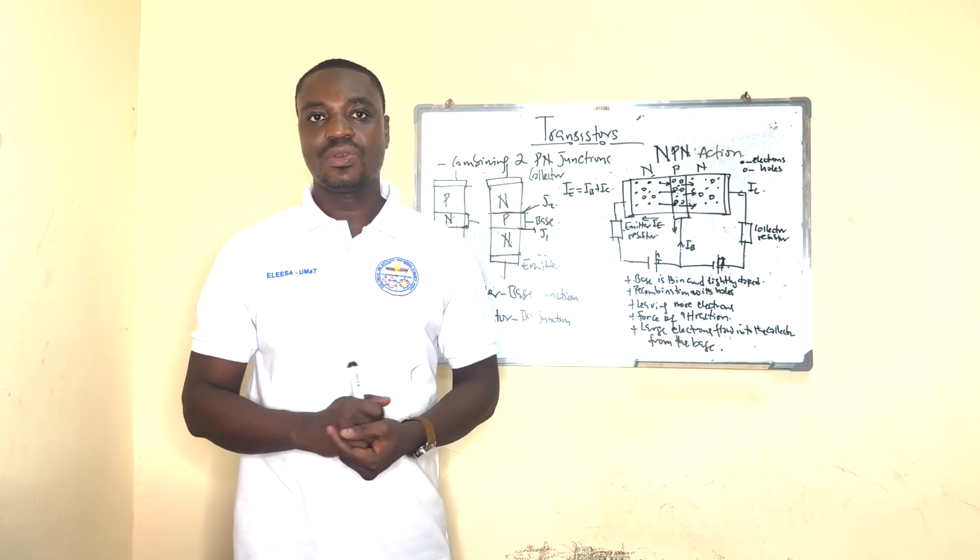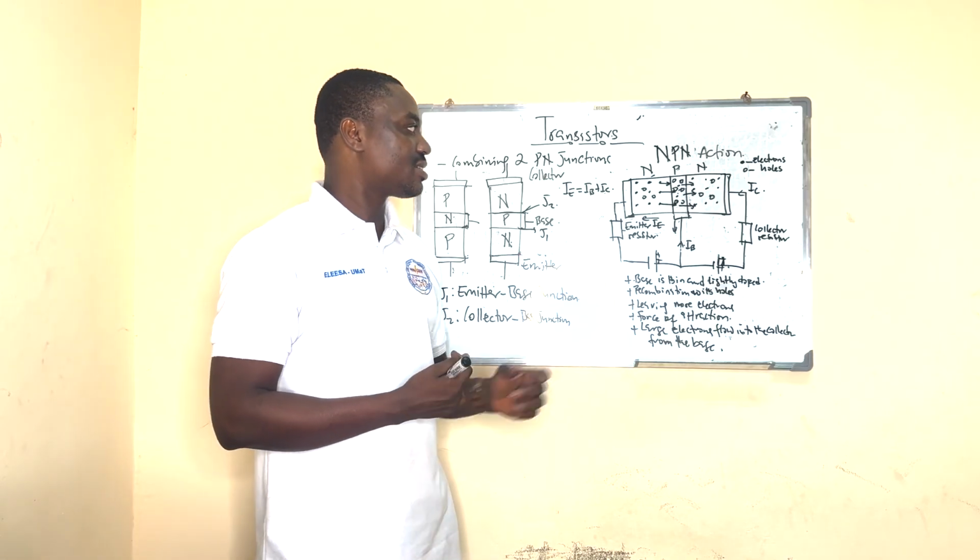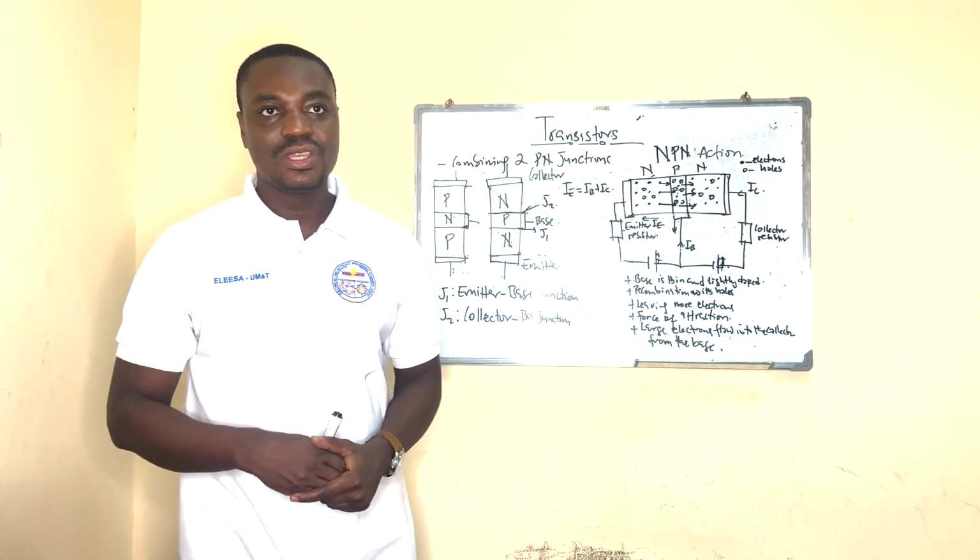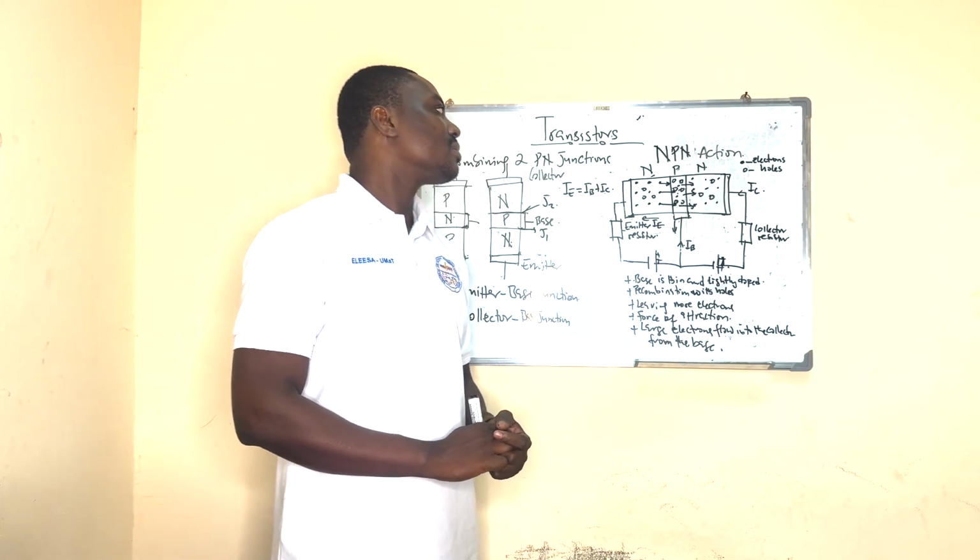Now we are going to be talking about the next transistor action, which is the PNP bipolar junction action.